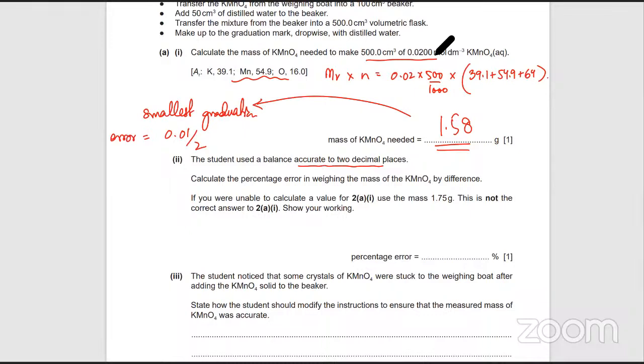ठीक है? Remember, mass is always measured by taking a difference. It's always measured by taking a difference. क्योंकि आप क्या करते हो कि bottle होती है empty, that's your initial mass. फिर bottle plus KMnO4 होता है, ठीक है? तो दोनों का difference लेते हो, right? So when you take a difference, what happens to the error of the two masses? इसका measure करोगे ना mass of empty bottle.